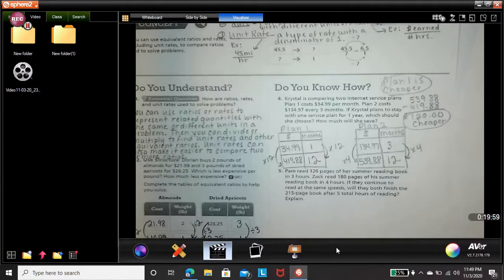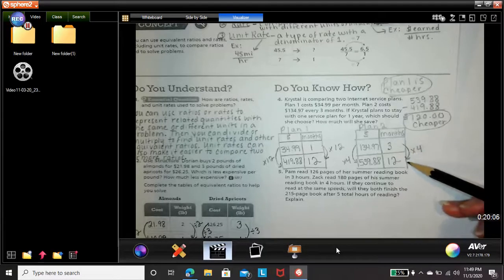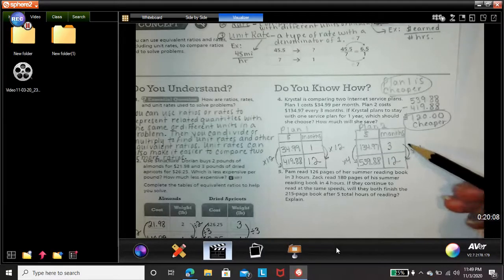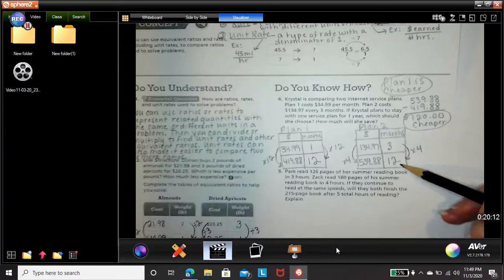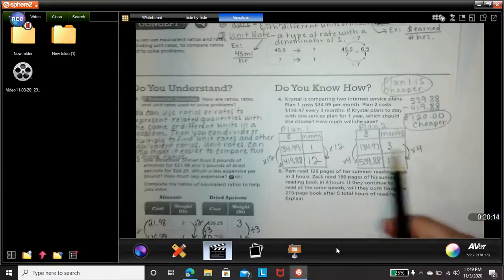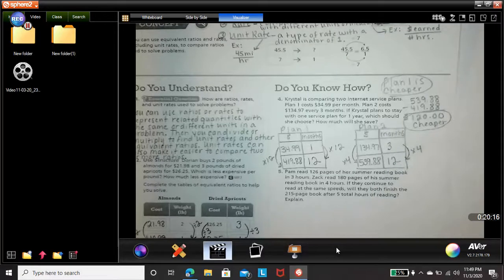With question number 5, though, we are going to have to add a step because we're not going to find a nice, neat whole number to multiply by to get to our answer. We're going to have to do something in between. We're going to have to add a step, and that's where unit rates come into play. So let's go ahead and read this question.